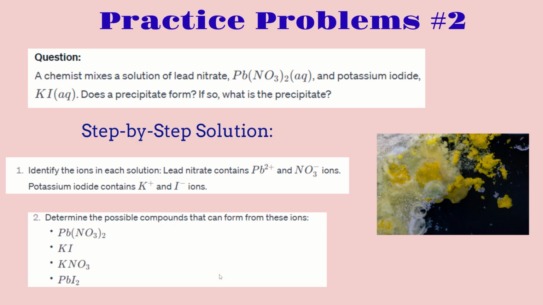And for the second step, we need to determine the possible compounds that can form from these ions. So these are the 4 different possible compounds, and it's really obvious which are the ones that can actually form. It's obviously going to be the last 2, which is KNO3 and also PbI2. The reason for this is because Pb(NO3)2 was already in the original question, and same for KI. Since they're already inside of the question, they're not going to form after they've been separated. So in this case, the 2 different possible compounds are the second last one and the last one.